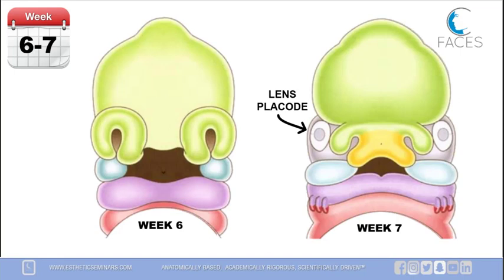As we compare week 6 to week 7, we see that the lens placodes are moving from their lateral position to a more anterior location. As the maxillary prominences grow, they push the nasal prominences toward the midline, and the nasal pit continues to invaginate. As this occurs, the maxillary prominence comes into contact with the medial nasal prominence. Laterally, the nasolacrimal groove separates the lateral nasal prominence from the maxillary prominence. This nasolacrimal groove is a tube formed by ectodermal tissue that will ultimately become the nasolacrimal duct, which drains tears from the eye into the nose.